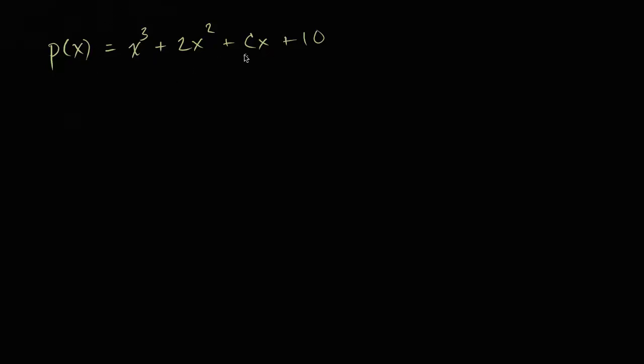So for what value of c, or values of c, is x minus 5... let me write it this way. For what c is x minus 5 a factor of p of x? And I encourage you to pause the video and try to work through it. And p is actually a lowercase p of x.